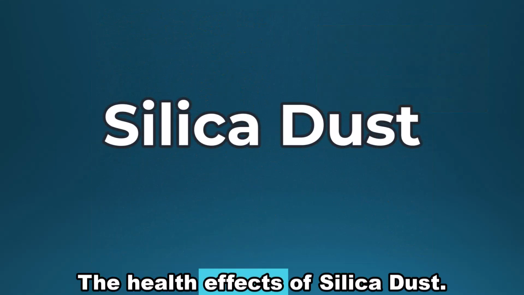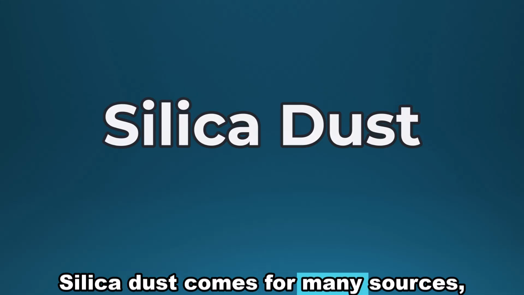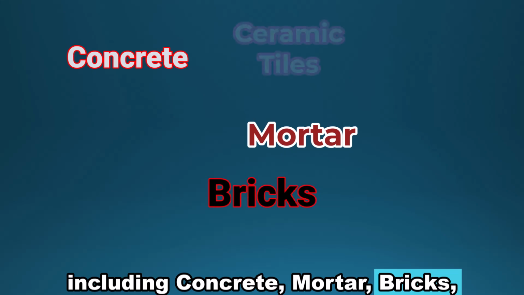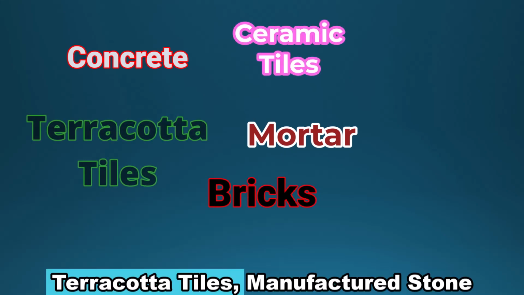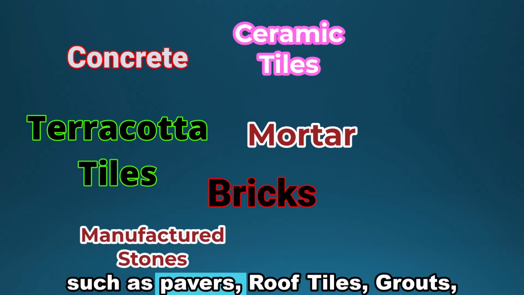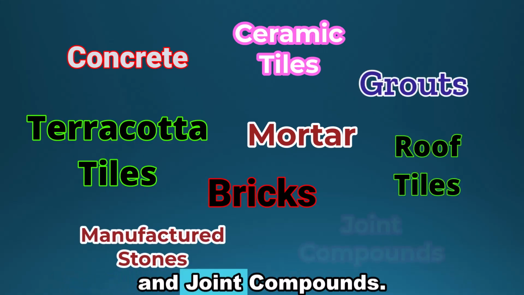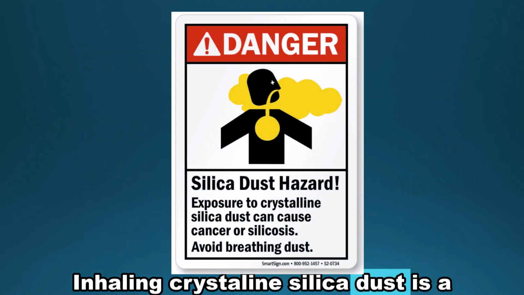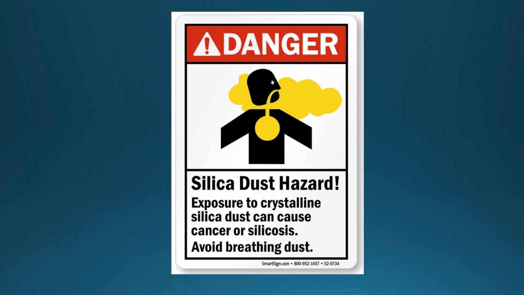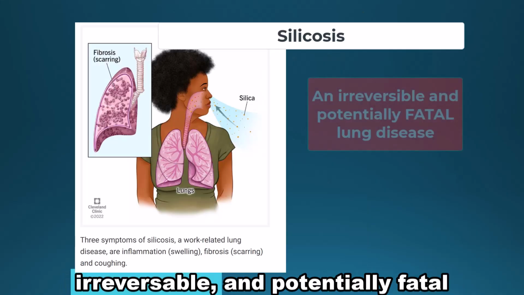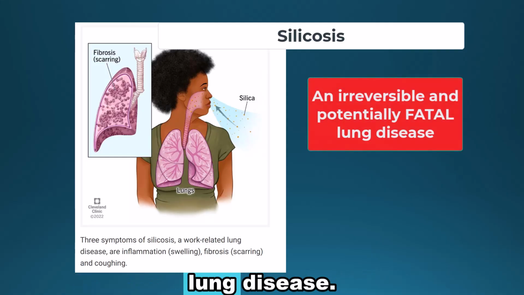The health effects of silica dust. Silica dust comes from many sources, including concrete, mortar, bricks, ceramic, terracotta tiles, manufactured stones such as pavers, roof tiles, grouts, and joint compounds. Inhaling crystalline silica dust is a serious health hazard. Most notably, it causes silicosis, an irreversible and potentially fatal lung disease.